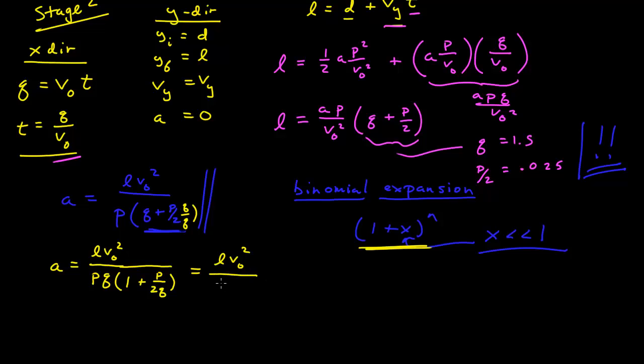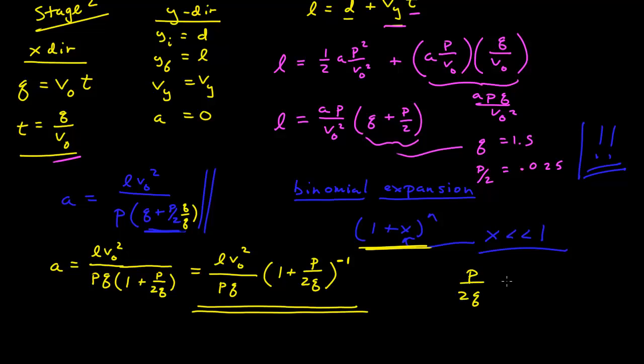L times v naught squared over pq times 1 plus p over 2q to the minus 1 power. Now this is looking like something I can work with. First of all, what does this mean? p over 2q is equal to 0.05 over 3, and q is 1.5. So this is much less than 1. That's exactly what I wanted. I wanted something in this form, and now I have it.